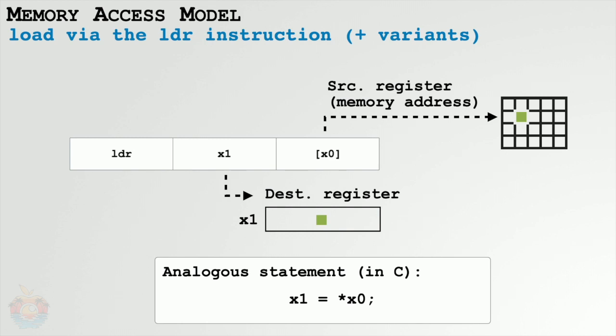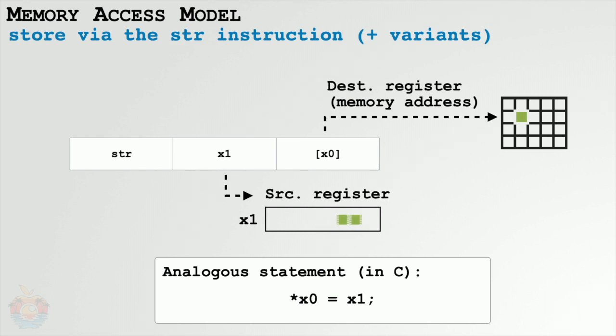And we have the analogous C statement as well if you're more comfortable reading something like C. On the other hand, the STR, or store instruction, will store a value from a register into memory. This instruction is somewhat different in the sense that the first operand is actually the source register, while the second is the destination. So this one you kind of read from left to right, right? So it's going to take X1 and store it into X0.